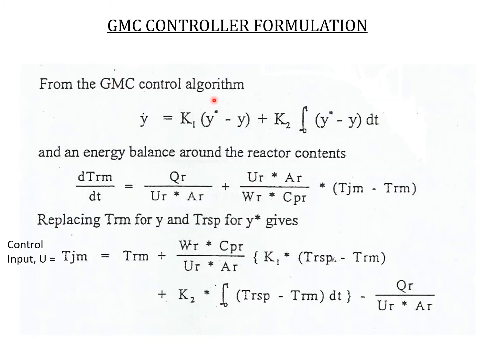So for this GMC control diagram, this is the equation. Again, Y dot equals K1 times the error plus K2 times the integral of the error, and we're using an energy balance around the reactor contents. So this is the temperature of the reactor, and this is the other parts, the Q, U, and A. Then for a typical reactor, the heat release and the heat transfer coefficient, the area, the flow, the heat capacity, and the Tj minus Tr. Tj is basically the temperature of the jacket, the manipulated variable, and Tr is the temperature of the reactor.